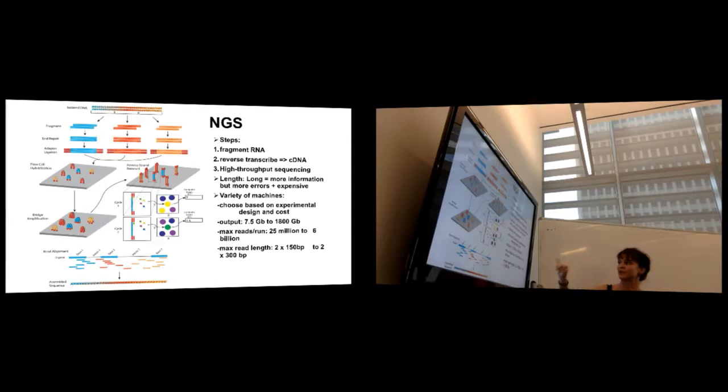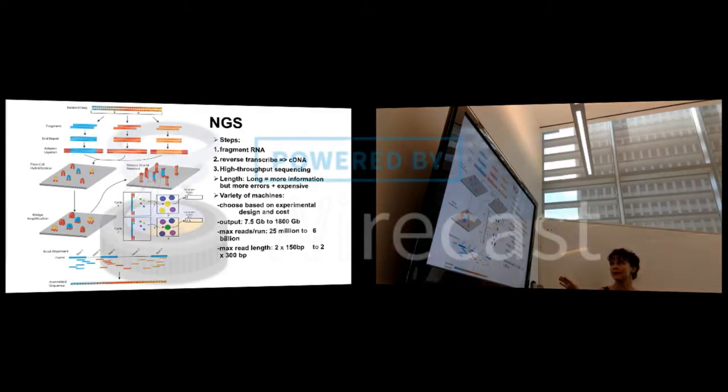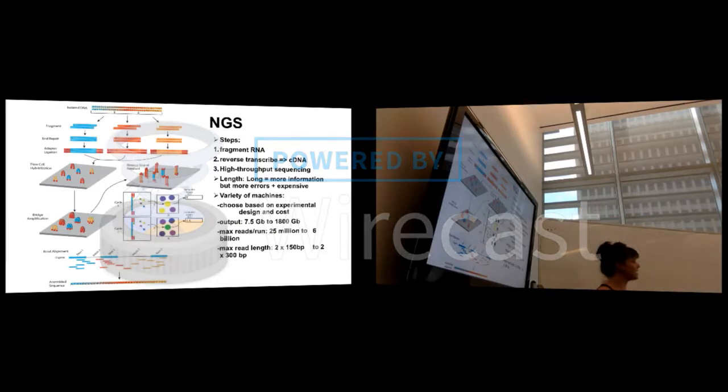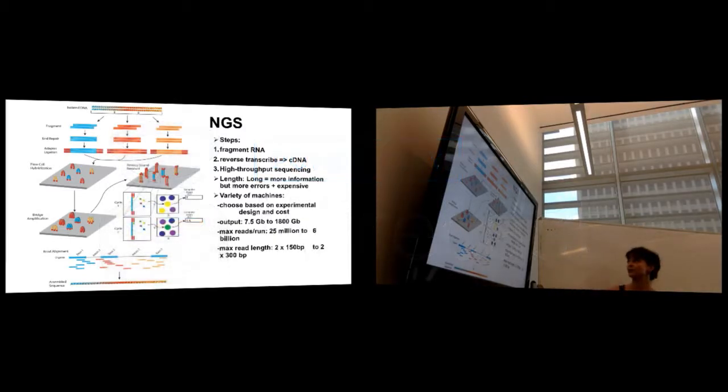A couple of other things. There's a variety of machines to do this. So some machines are much more powerful than others. You have machines that can give you longer reads, that can give you more reads per run. Which you use is going to be based on cost, but also experimental design. So if you go to Illumina, they'll have charts asking you about what experiment you want to do, what's your priority, so that you can choose the best machine for your particular experiment.